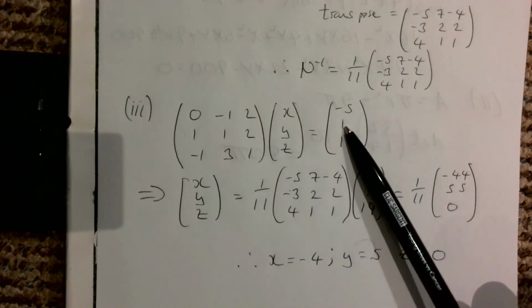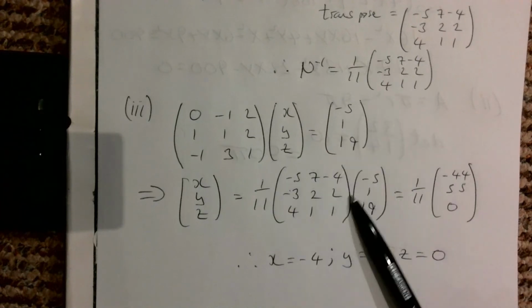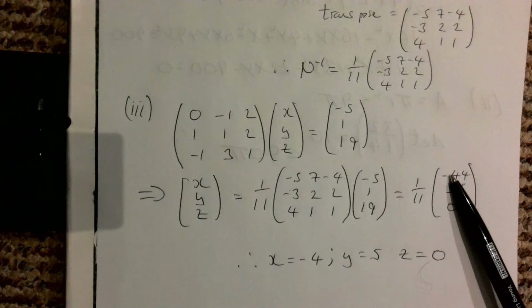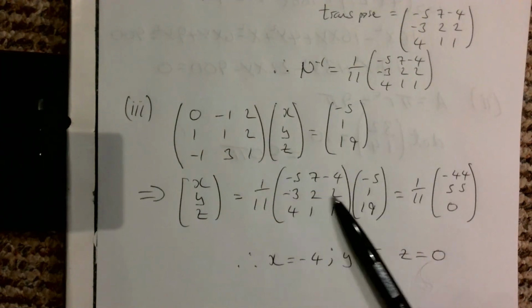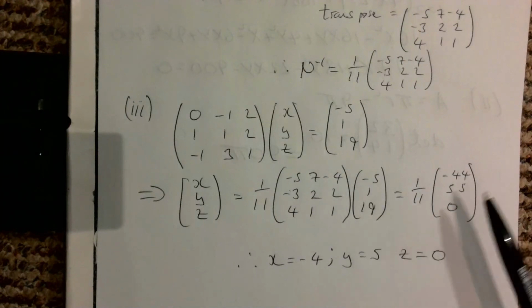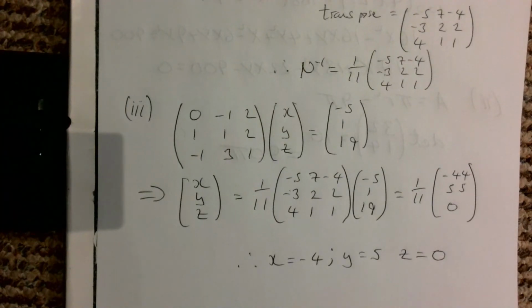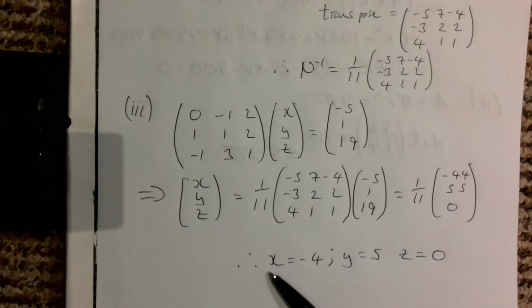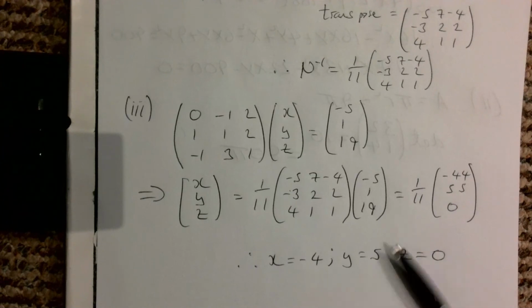Then we're doing this times this, so this then times the inverse. If I multiply this row by this, I get minus 44. If I multiply this row by this, I get 55. If I multiply this row by this, it all cancels out and only gives 0. Dividing everything by 11 gives us the 3 values that we need. We get x is minus 4, y is 5, and z is 0.